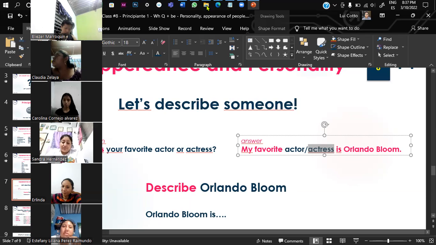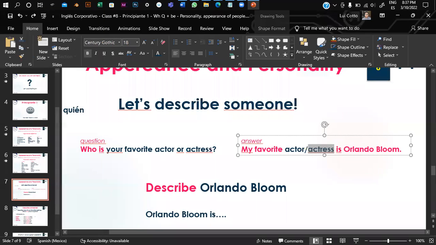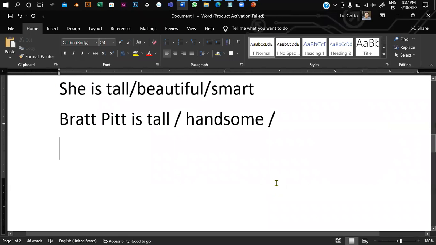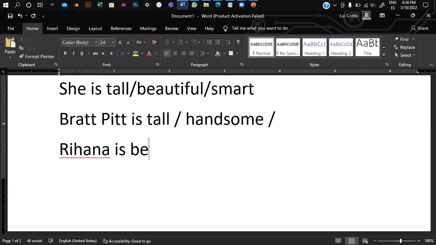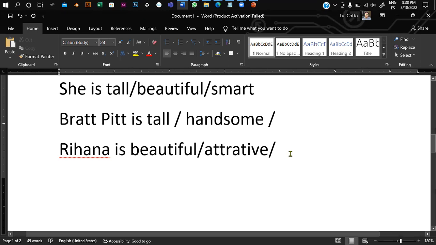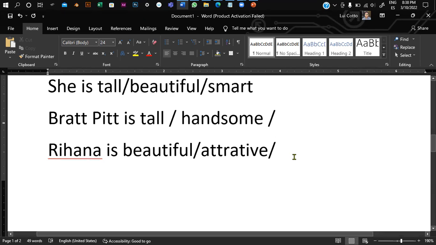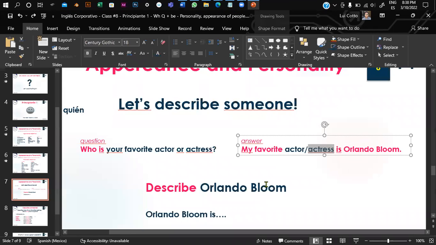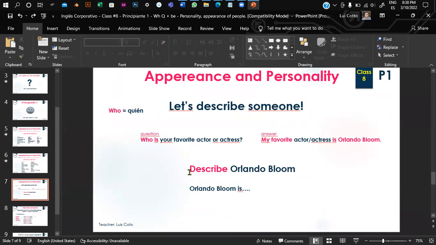Okay. Describe how Rihanna is. Describe her. Personality or appearance? Good. Okay. Rihanna is? Beautiful. Okay, that's right. Okay, what else? ¿Qué más? What else? Which adjective? Can you repeat it? Attractive. Okay, in fact, yes, she is. What else? Any other adjectives? Appearance or personality? Okay. No more. Okay, that's right. Very good.